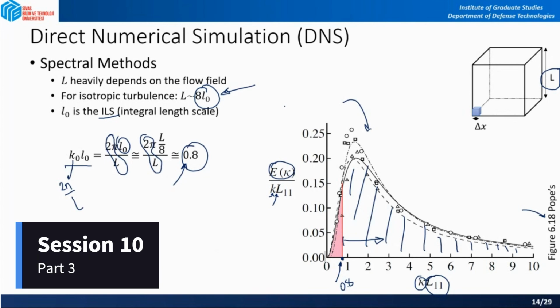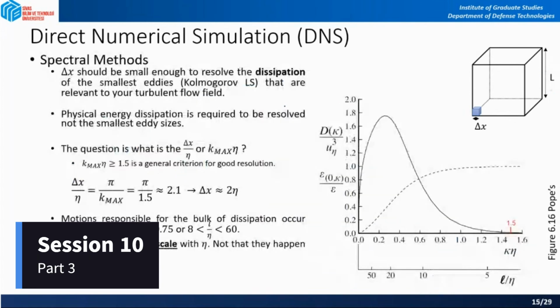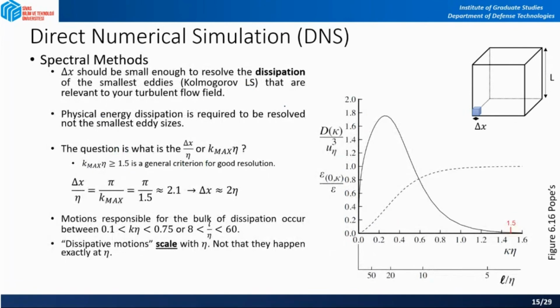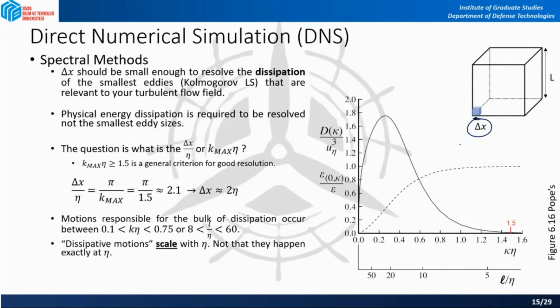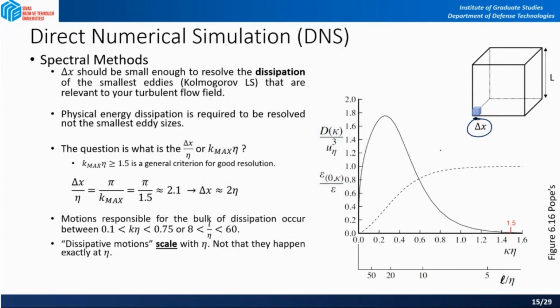Okay, the next question is, what is delta x? So the smallest grid spacing is delta x. The smallest grid spacing has to be small enough to resolve the smallest eddies that are relevant to your turbulent flow field, which are actually the Kolmogorov length scale. So should this delta x be exactly the Kolmogorov length scale or not?